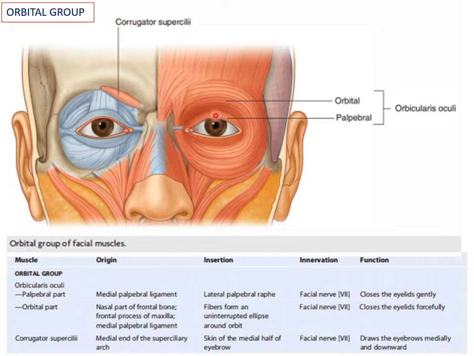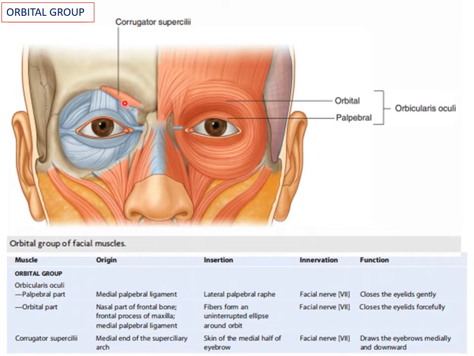The function of the palpebral part of the orbicularis oculi is that it closes the eyes gently, and the function of the orbital part of the orbicularis oculi is that it closes the eyelids forcefully. The palpebral part closes the eyelids gently, and the orbital part closes the eyelids forcefully.